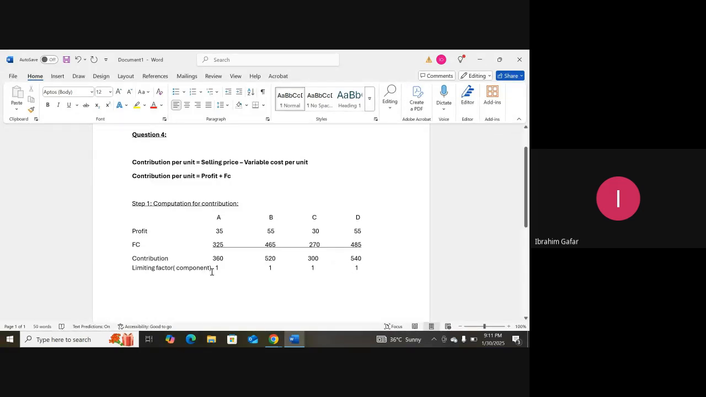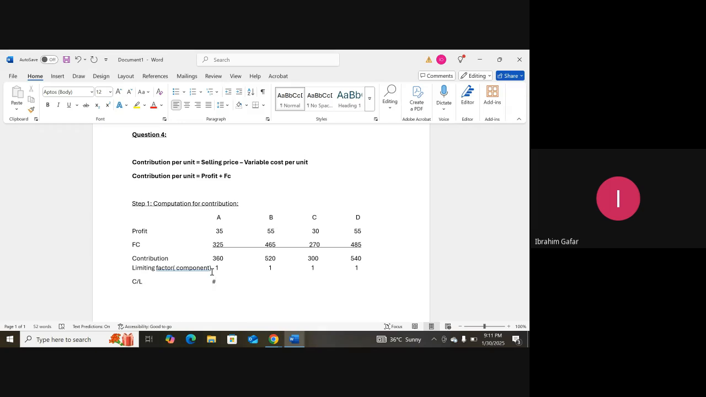Are we together? Yes, sir. Now, after that, if you remember, I said when you get your contribution, when you have your limiting factor, the next thing is to calculate your contribution per limiting factor. That is contribution divided by limiting factor. Then if you say contribution per limiting factor, what will you have?